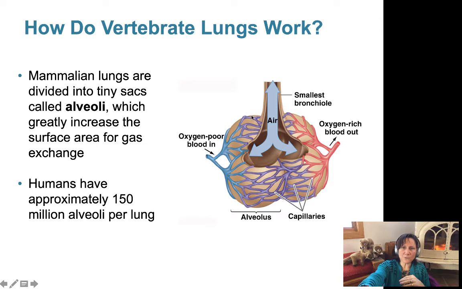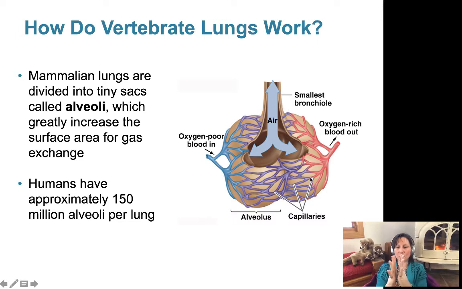What you're seeing right here is 4 of them: there's one here, a second one, a third one, and a fourth one. These are all interconnected by openings, but you can basically think of each as a complete bubble or balloon. Humans have approximately 150 million alveoli per lung. Something else I'd like to point out is not only the flow of air into these pockets, but notice these capillaries that are directly adjacent to these alveoli.